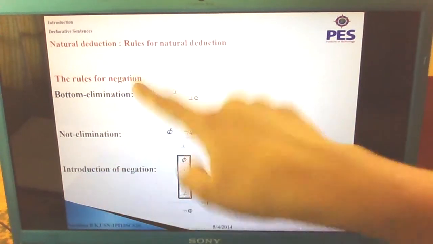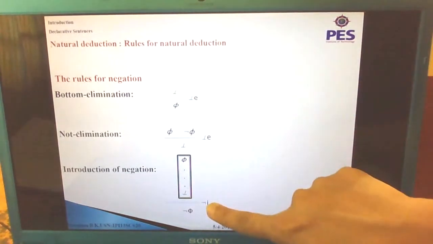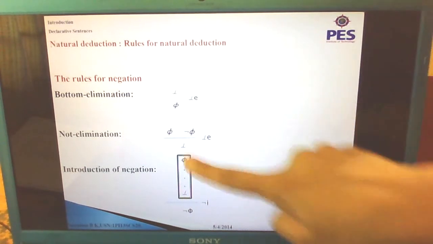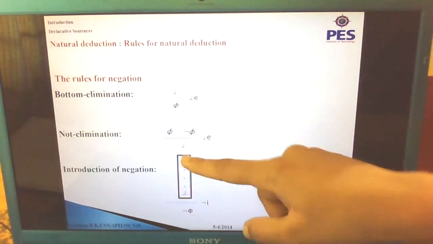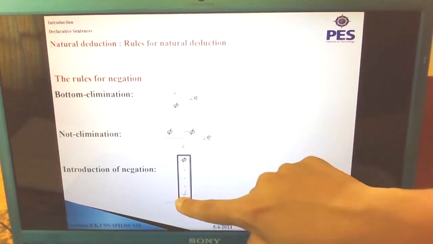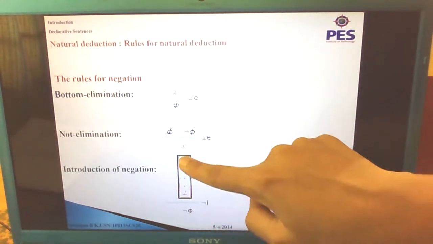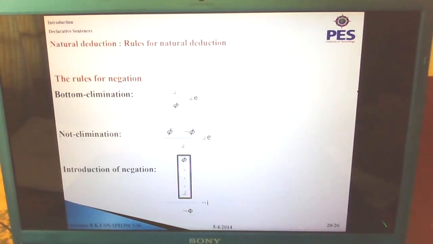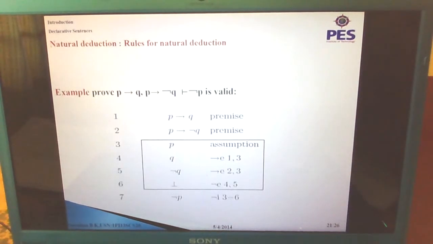Introduction of negation. These two were previously discussed. These two are the elimination of negation. Here this one is the introduction of negation. Suppose we assume some phi as our assumption. This one is true. After applying some proof rules, we conclude that this contradicts our assumption, which implies that our assumption is wrong, meaning it is going to be the negation of our assumption. This is known as introduction of negation.